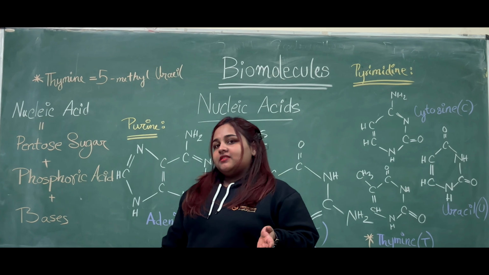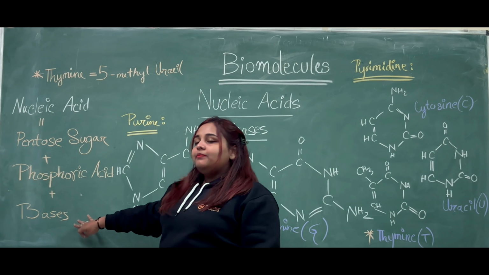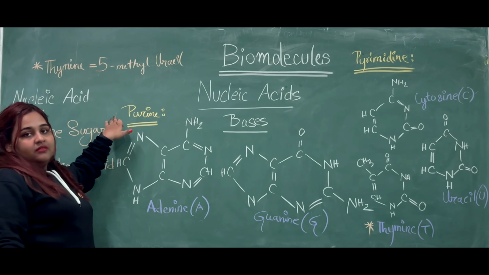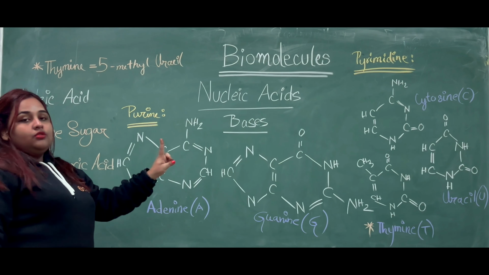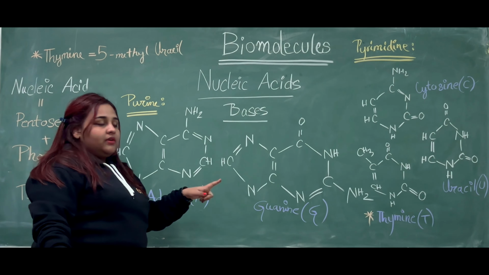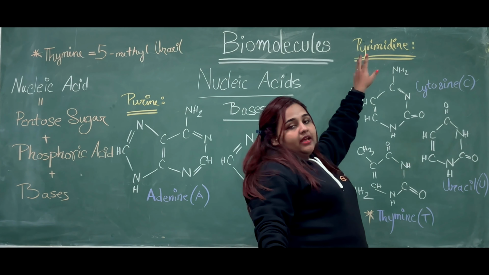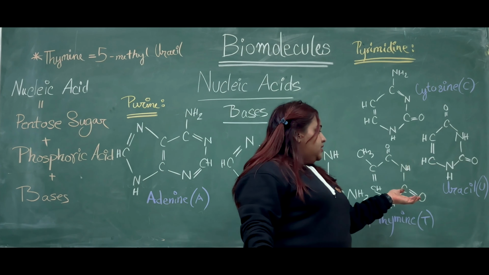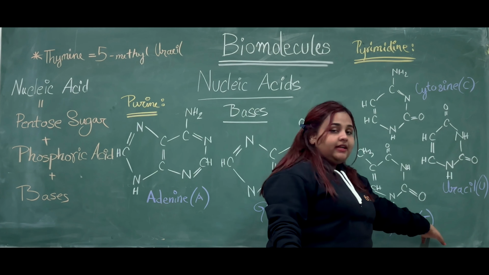In the last part, we discussed the pentose sugar. Now, we will be talking about the bases. Basically, there are two types of bases. One is purine and the other one is pyrimidine. Under purine come two bases. One is adenine, which we represent by A. The second one is guanine, which we represent by G. Inside pyrimidine, there are three bases. One is cytosine, represented by C. One is uracil, represented by U. And one is thymine, represented by T.